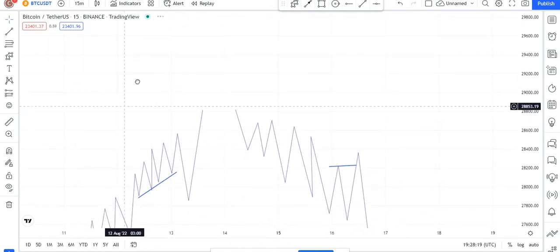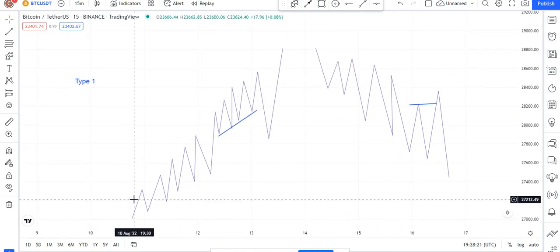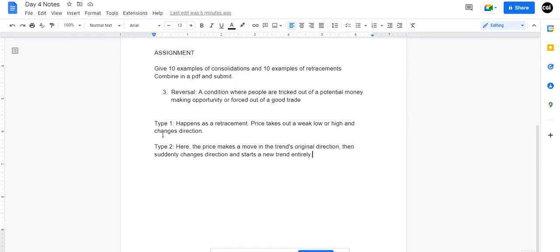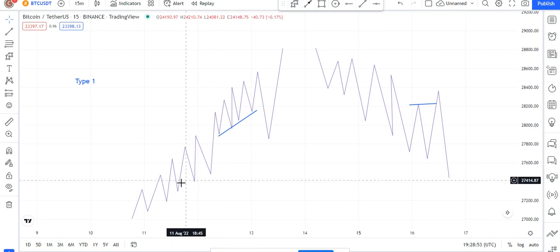Let me just skim through type 1 for anybody that's watching the recording. So we said we are dealing with two types of reversals now. There's a type 1 that happens as a retracement. So price takes out a weak low or high and continues in its original direction. So this is an example in an uptrend and a downtrend.